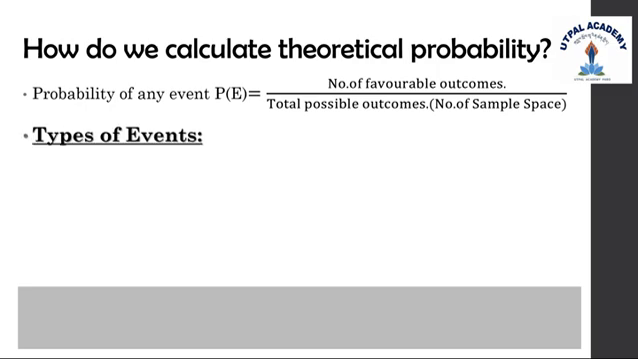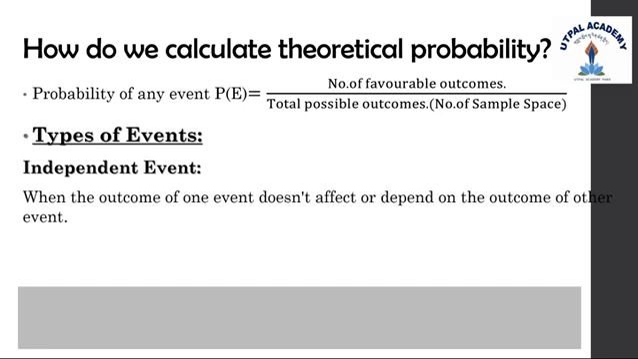Types of events. The main topic for the day is events. We are talking about types of events. Independent event: so what is an independent event? When the outcome of one event doesn't affect or depend on the outcome of another event, that is called an independent event.